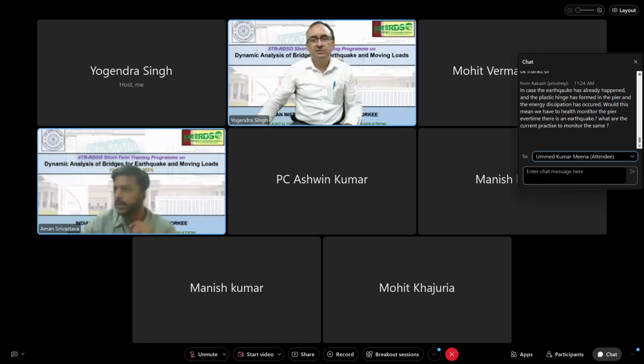In case of earthquake, plastic hinge will form in the pier and energy dissipation will occur. Would this mean we have to monitor the pier every time there is an earthquake? And what is the current practice to do the same? Right. So this is important. That's why we do not want the plastic hinge to form in the foundation.